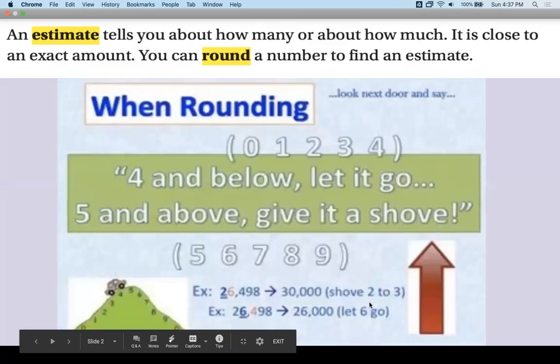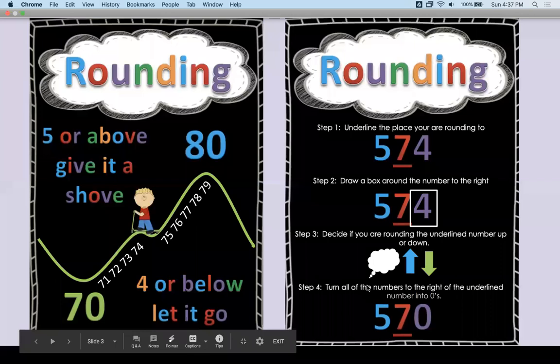Oh, and also notice that when you're rounding, we didn't just drop off this 2, we kept it. So don't try to round 26,000 to 6,000. It's still 26,000. Any numbers that came before the number you're rounding to, you need to make sure you keep and include in there.